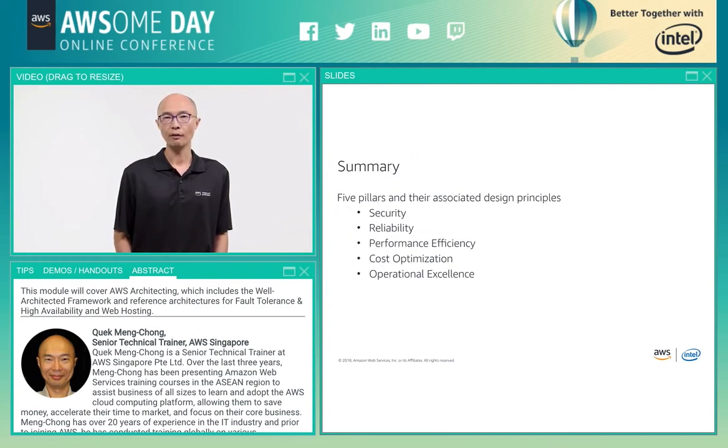In summary, here are the 5 pillars that make up the AWS Well-Architected Framework.